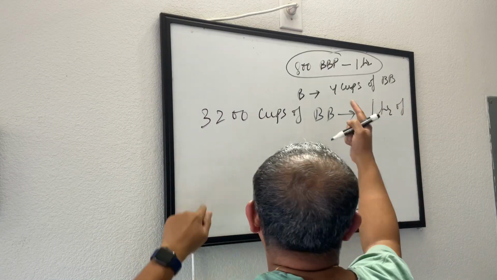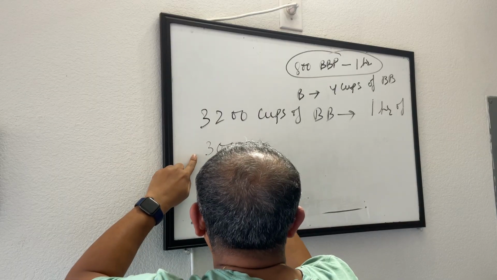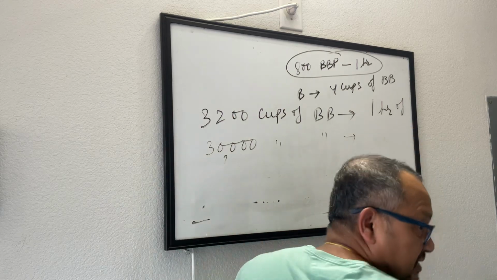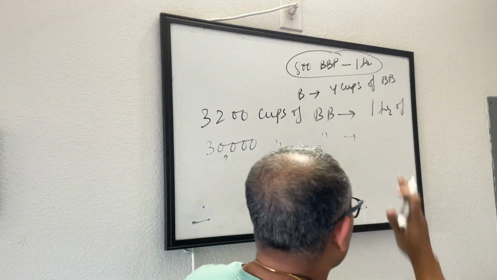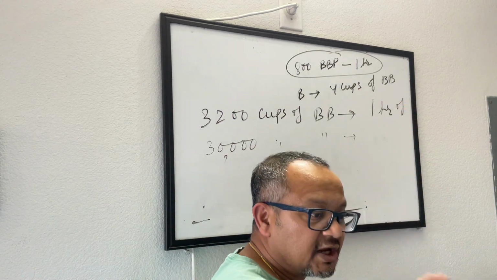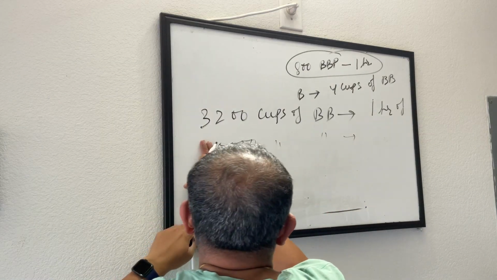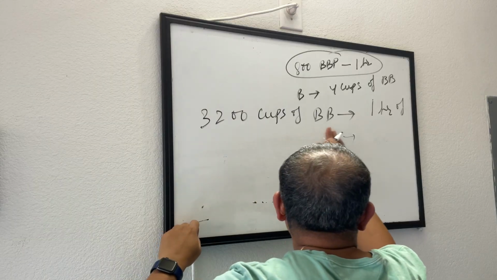The question is, for 30,000 cups of blueberries, how many hours? That's the question, right? So whatever you have to find, always put it on the right hand side when you are using English for solving things. So, okay, let's find the value for 1.